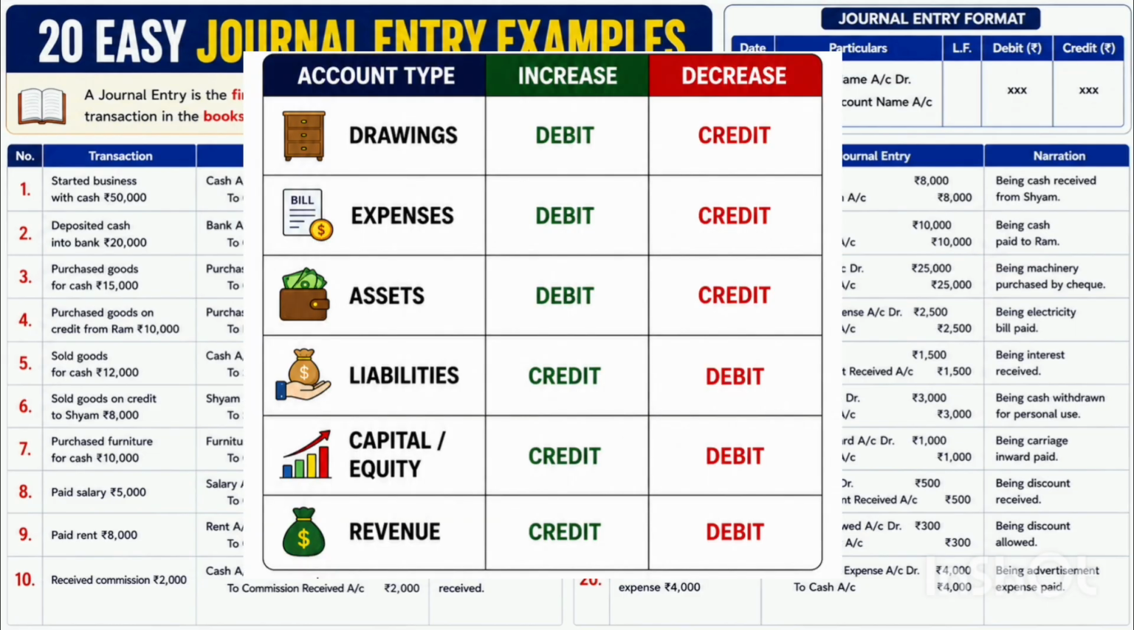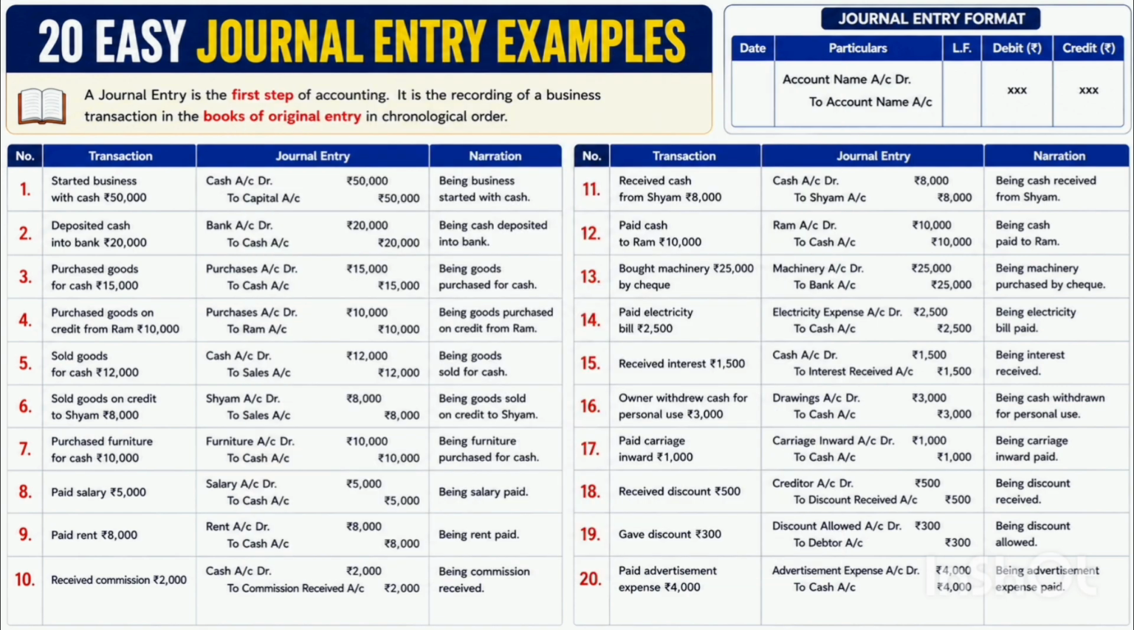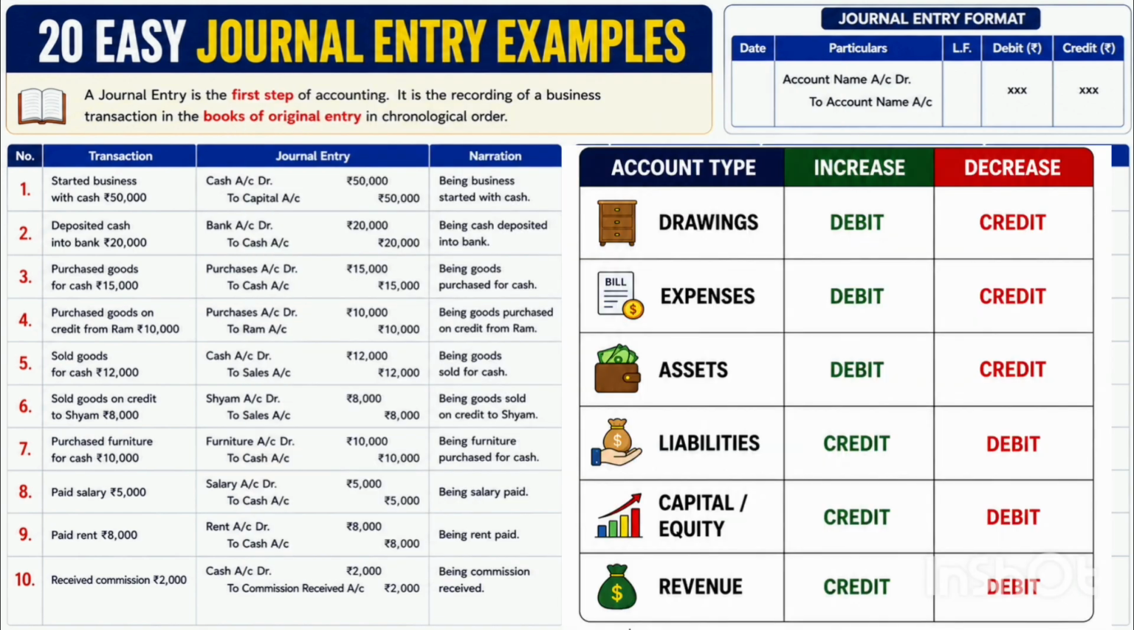Here I have mentioned each and every account type: asset, drawing, expenses, liability, income and capital. You have to follow this debit credit rule for these journal entries. So now let's start with the first transaction.